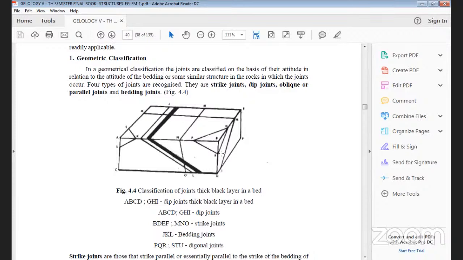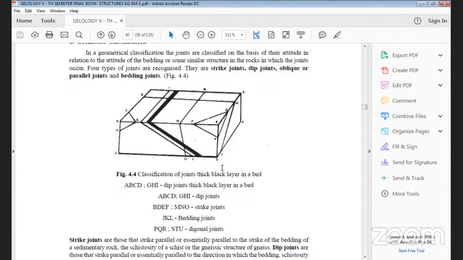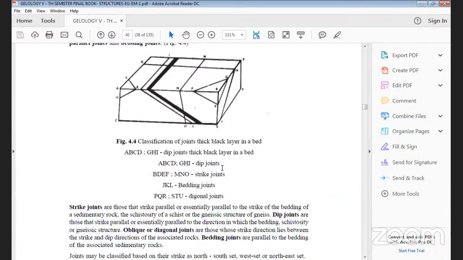There are four types of joints we recognize: strike joints, dip joints, oblique joints, or what we call diagonal joints, and we see some bedding joints also. In the figure, A, B, C, D is a dip joint, and it's in a thick black layer in a bed. And G, H, I is also a dip joint.